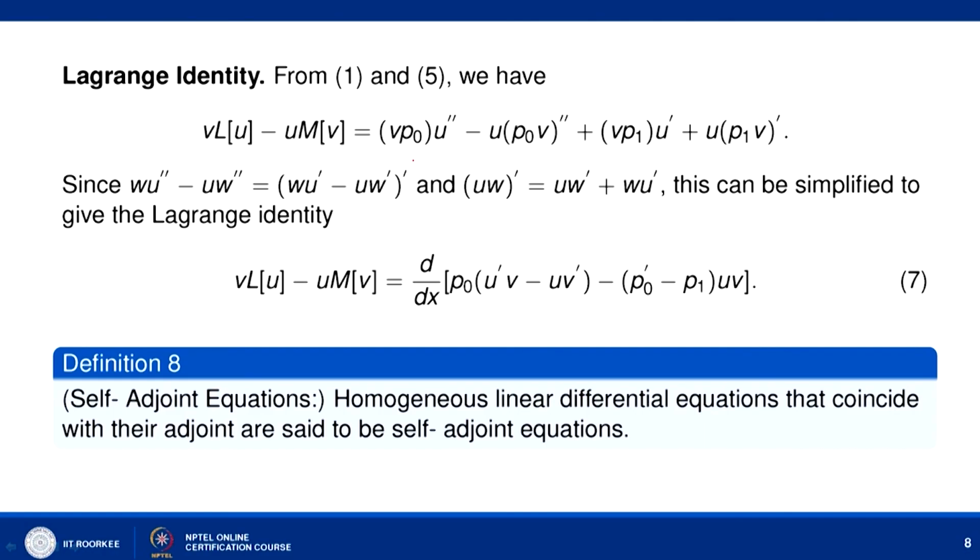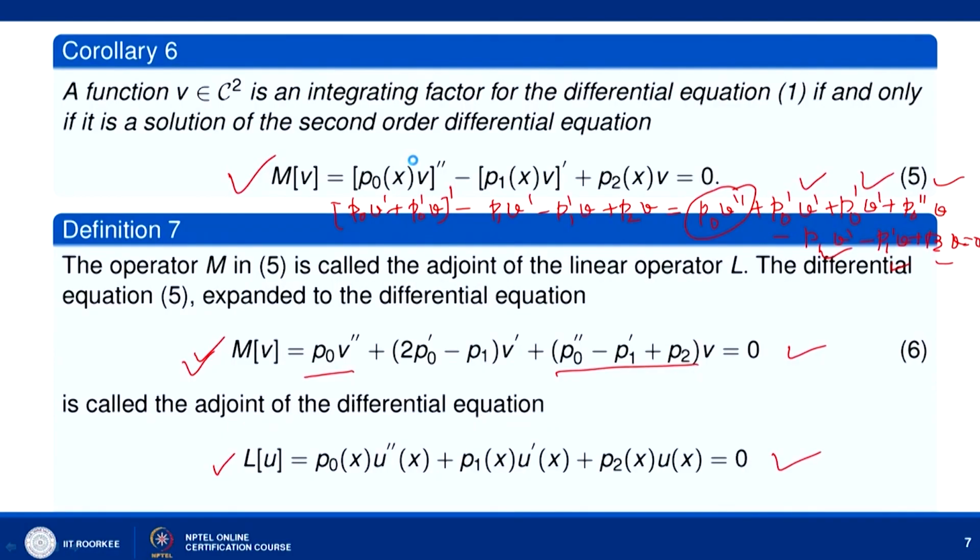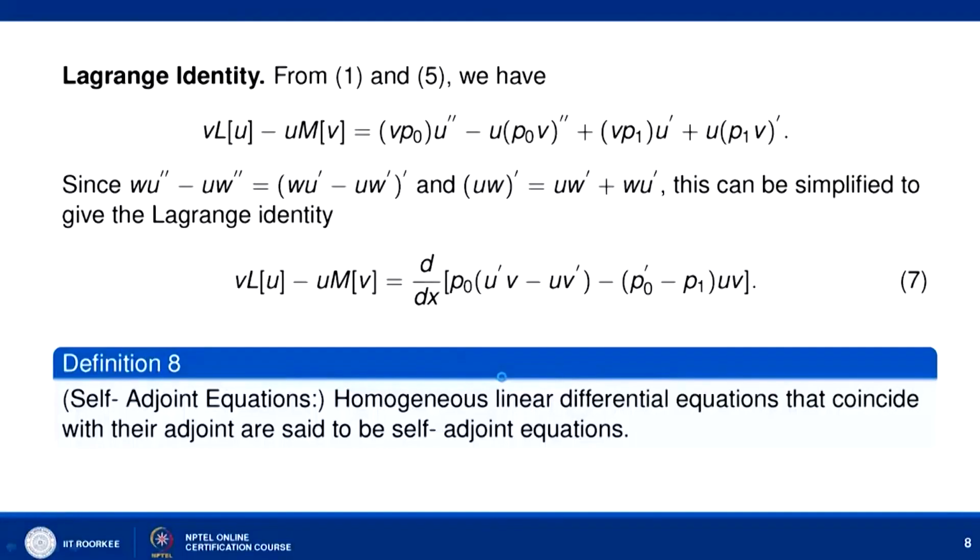So V L U minus U M V. When you write V L U, L U is what was already given in the previous slide. Now you just multiply V here, minus U M V. So you multiply U here and simplify, and you will get the following: V P0 U double dash minus U P0 V double dash plus V P1 U dash plus U P1 V dash.